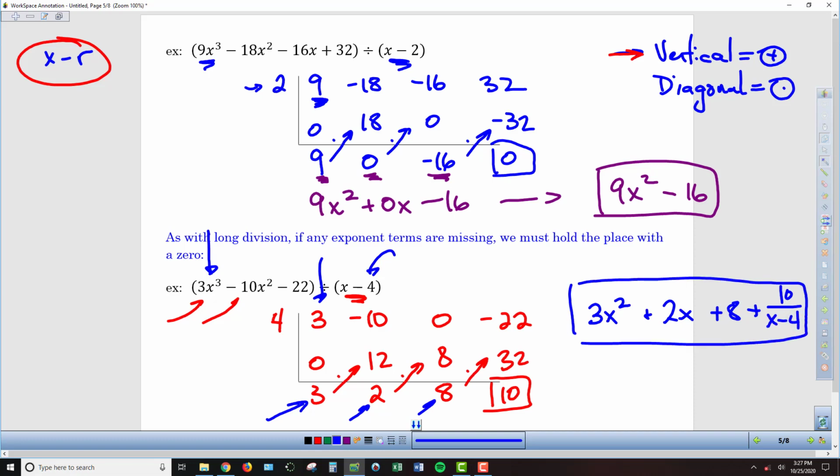So there's our result. So we get the same thing as we do via long division, just in a much more efficient manner, and we can use this as long as our divisor is in this x minus r format. As long as there's no coefficient in front of the x, we're good to go.